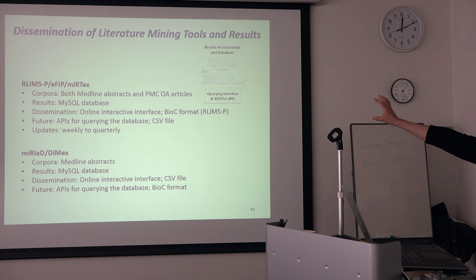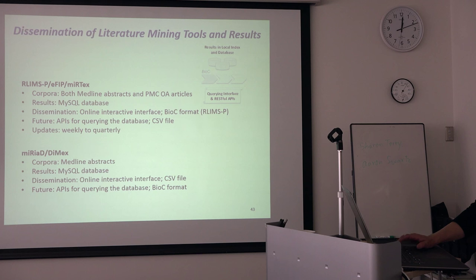So for the RLIMS-P and miRTex, we have already completed the full-scale processing of the entire PubMed abstracts and the open access articles, about 800,000 full-length articles. All the results are saved in our local database. And for some of them, we have disseminated through BioC format. And so again, I would be very interested to see how that could work directly through the hackathon in terms of getting those checked, annotated texts disseminated. We are also creating APIs for people to directly query our online database, and we will be doing those for other tools that we are generating and disseminating.